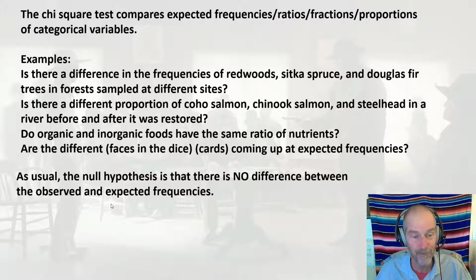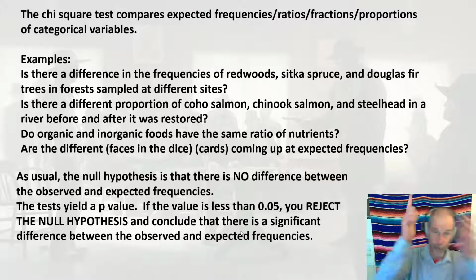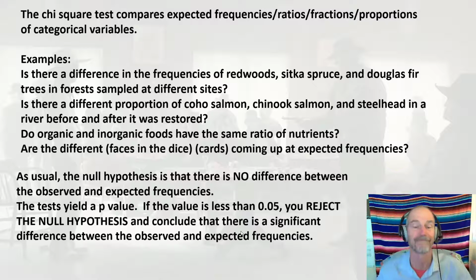So here we go. As usual, the null hypothesis is that there is no difference between observed and expected frequencies. And the test yields a p-value. If the value is less than 0.05, you reject the null hypothesis. And you conclude that there is a significant difference between the observed and expected frequencies, and then you pull out your gun and no, you don't. We're peaceful here. You work out your differences peacefully.